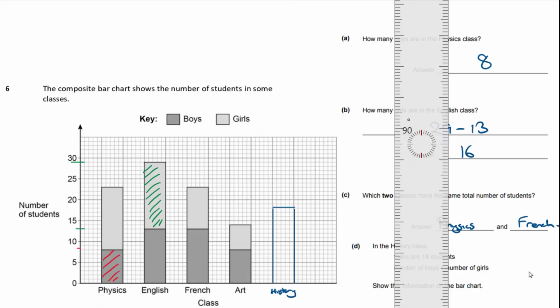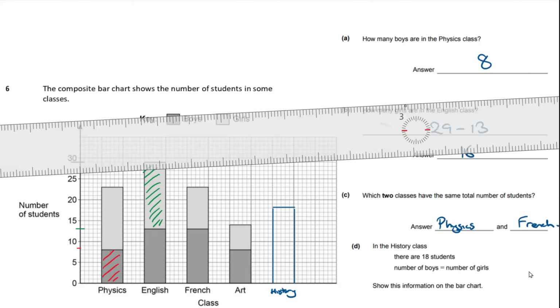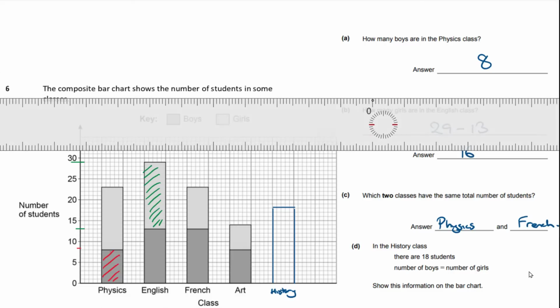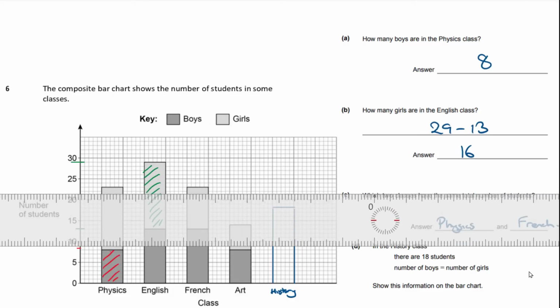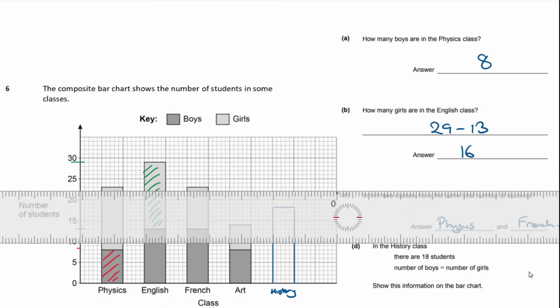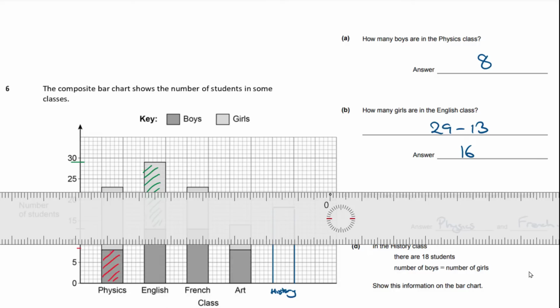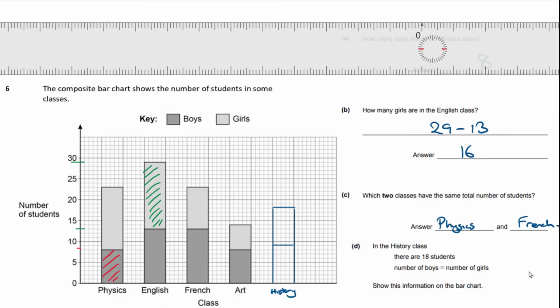So that bar represents the 18 students, but I'm going to have to divide it up into a boys and girls section. So if there are 18 altogether and half are boys and half are girls, then half of 18 is 9, isn't it? So I'm going to have to divide this bar at 9, and then I'm going to have 9 above and 9 below in that case, aren't I? So there we go, there's 9 at that point there. So I'm going to shade this bottom bit so it's the same as the key, so I've got boys shaded and girls a bit lighter up. Okay, so that's my bar.